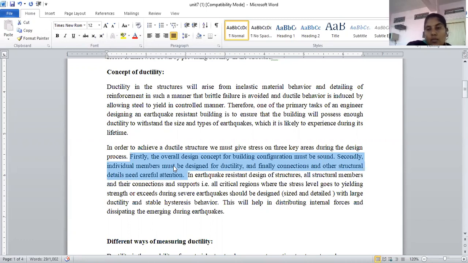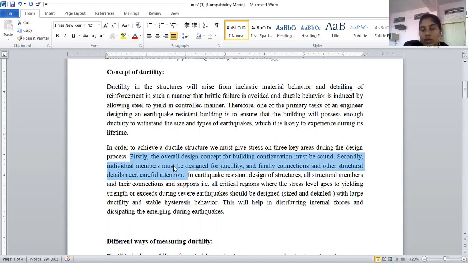The second is that individual members should be designed with ductility, and the third is that the connections between the structural elements and structural components should be strong, and we have to give careful attention there. So there are three parameters that are very important for achieving ductility. First, the configuration of the building should be strong. Second, for achieving ductility we should give attention to the type of material and how to increase the bond between the components and the structural steel.